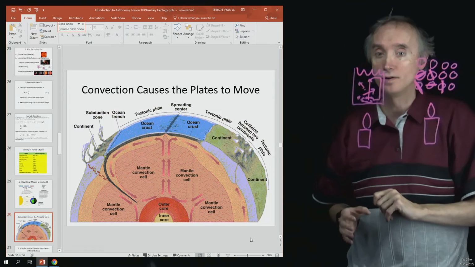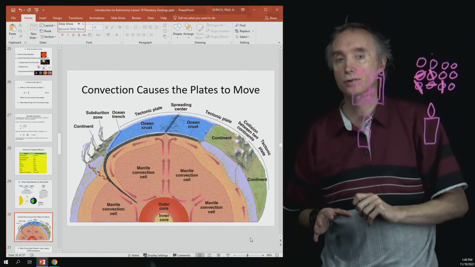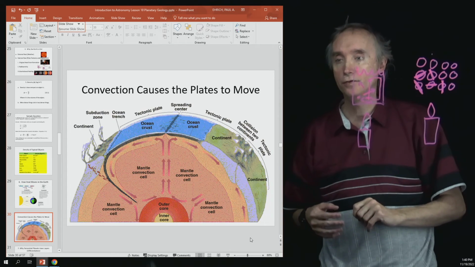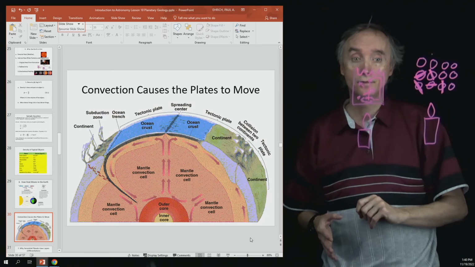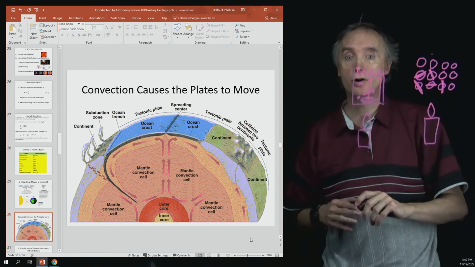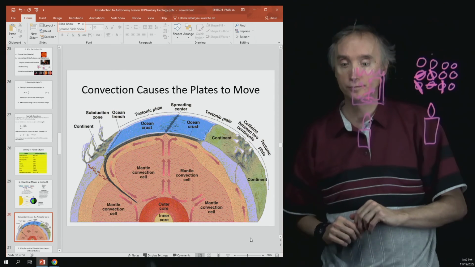Now, there are also other reasons why those plates are going to move, which we're not going to emphasize that much. But if you watch that Earth Revealed video on plate tectonics, they will talk about some of those other reasons why the plates are going to move.